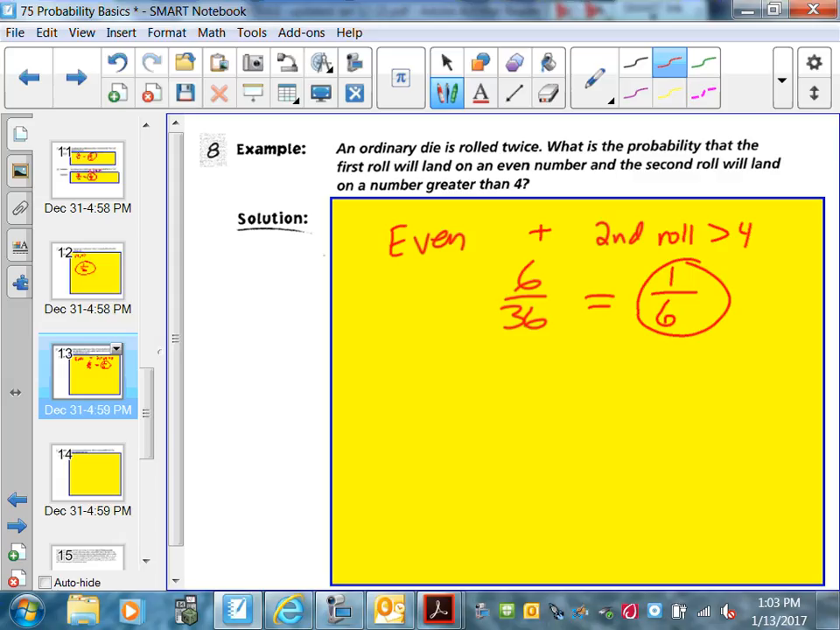Another way you can do it. Another method that you could use, you have your first roll and your second roll.